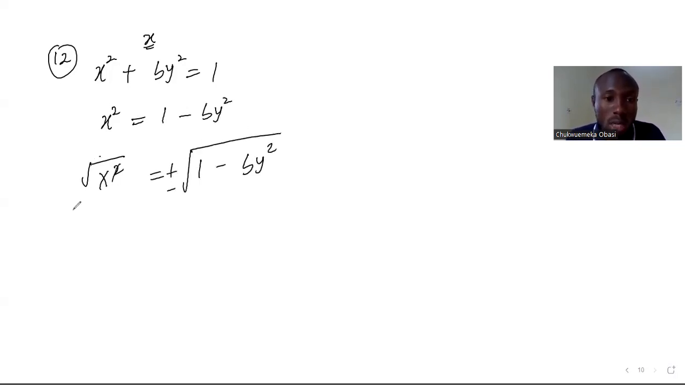So this square cancels out. So x is equal to plus or minus the square root of 1 minus b squared. These are very simple and interesting problems. Now let us see question 12.